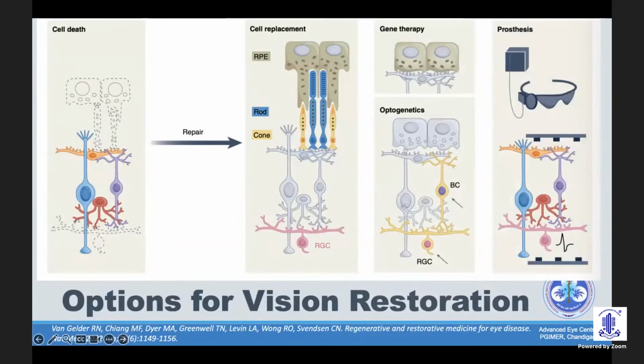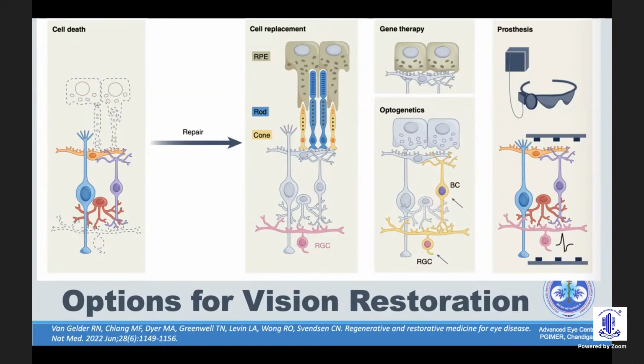So what are the options once we are thinking about vision restoration in these patients? There is cell death. We know there is RP, there is a photoreceptor loss, something going on in the outer retina that is a problem. So one of the options available to us is cell replacement. That has been partly successful as far as RP is concerned, where cell lines, both human and animal, have been grown, and they've tried to transplant these cells into the human retina and restore some function. So that is cell replacement.